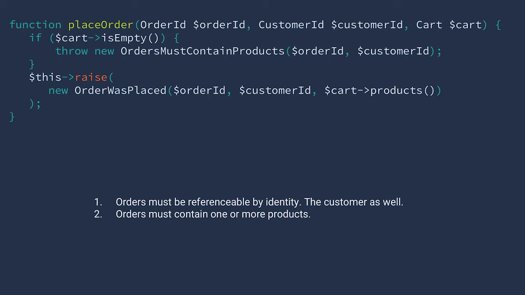So here we have our order ID, customer ID, and cart domain objects working together to make sure that we don't modify the application state inappropriately. So we can guard the invariants and raise the correct event. So far, so good. Now, how can we query our application state to make use of that?